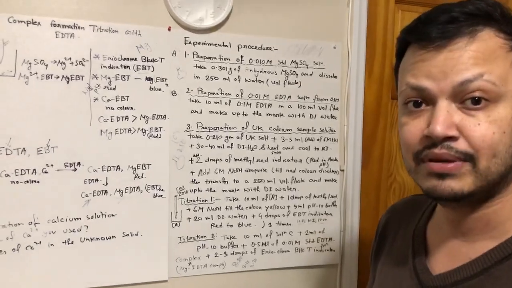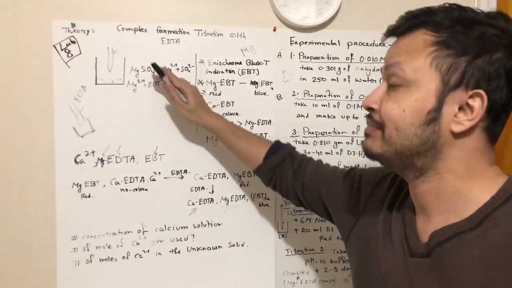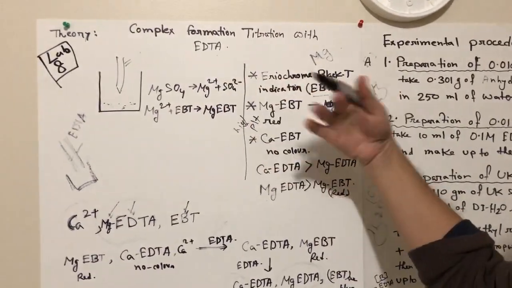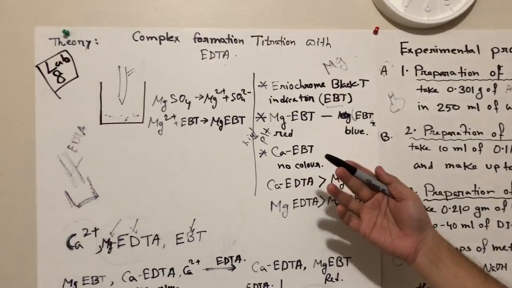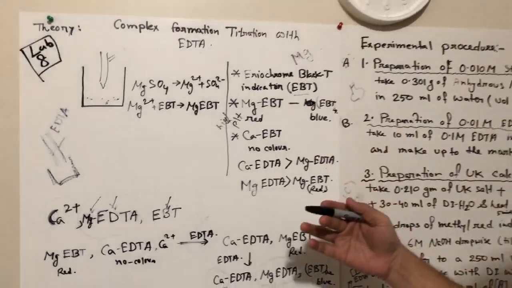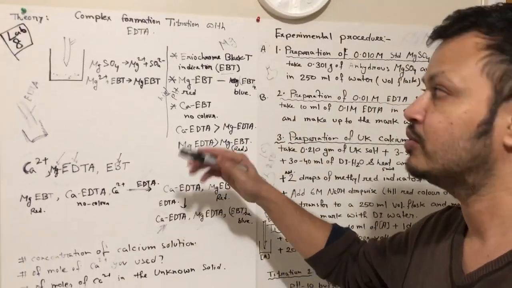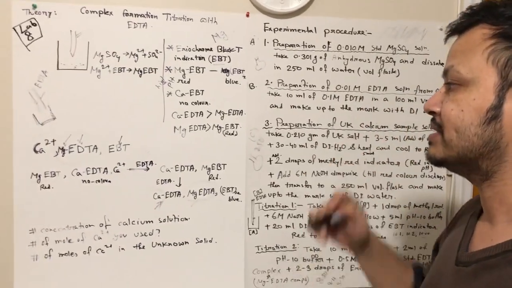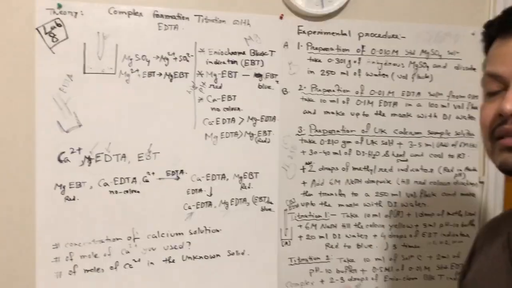This is the 8th lab, and the name of the lab is complex formation titration with EDTA, or we can also call it the complexometric titration with EDTA. Today in this lab we will try to find out the concentration of the calcium ions with the help of the EDTA. But the problem is that the calcium doesn't have any suitable indicator.